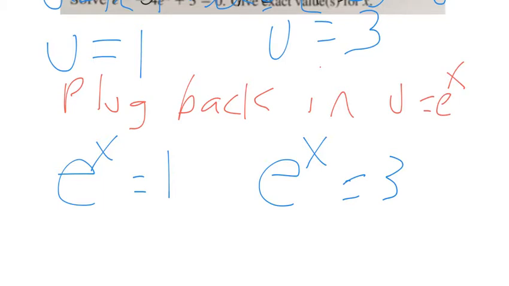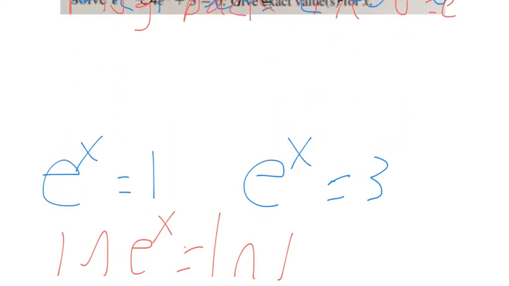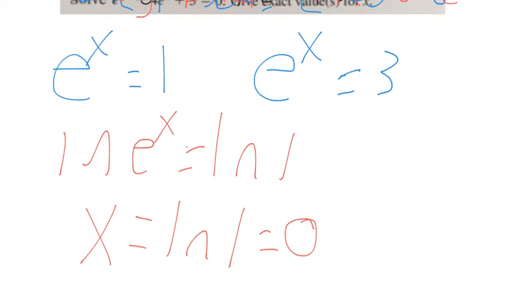Now, if you take natural log of both sides for the first one, you should end up with ln of e to the power of x equals natural log of 1. And this simplifies to x equals natural log of 1. And when you take the logarithm of 1, that always simplifies to 0. Even if you did common log of 1, that would still be equal to 0. So your first x value is 0.